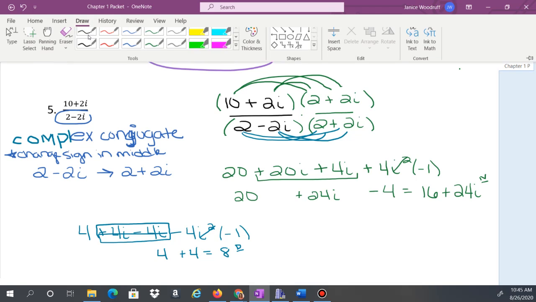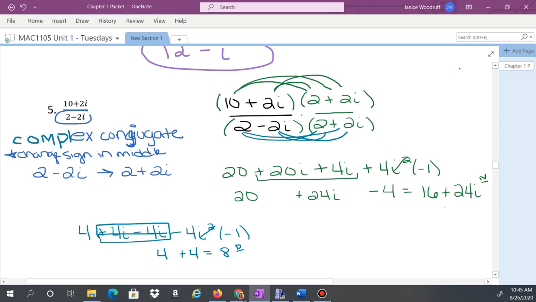So now my problem looks like this. I've got the numerator, 16 plus 24i, over 8. Can I leave it like that? No, I can reduce that. Just like you would if this were an x, you can go ahead and reduce it. 16 divided by 8 is 2, and 24 divided by 8 is 3. So 2 plus 3i. And then that would be the final answer.